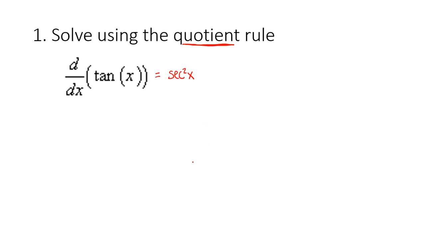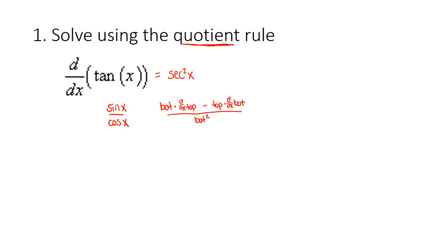If you're using the quotient rule, you've got to think that tangent of x is really sine x over cosine x. Alright? If that doesn't make sense, I can explain that. Then we're going to apply the quotient rule, which is the bottom times the derivative of the top, minus the top times the derivative of the bottom, all over the bottom squared.